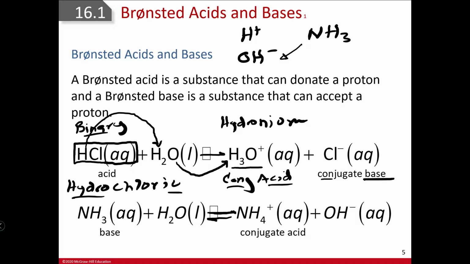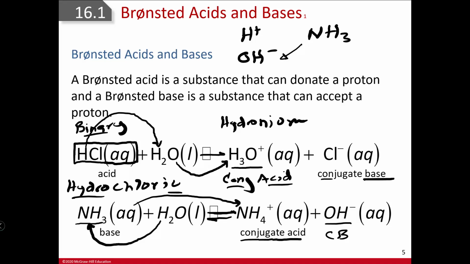In this second chemical equation, we have ammonia, and the way we know it's a base is we can see that the water donates the hydrogen ion to the ammonia. We get the ammonium ion, NH4 positive. So that accepted the hydrogen ion, so it's called the conjugate acid. And again, the water lost the hydrogen ion, so what's left is the conjugate base. So I'll just say CB here for short. So what's neat about this is water can act as both an acid and a base.